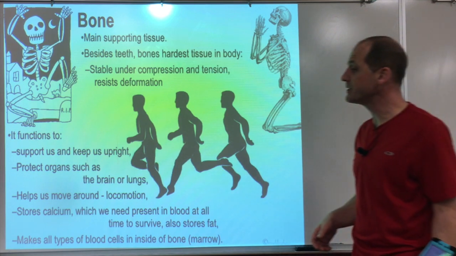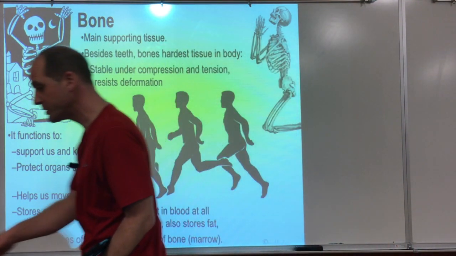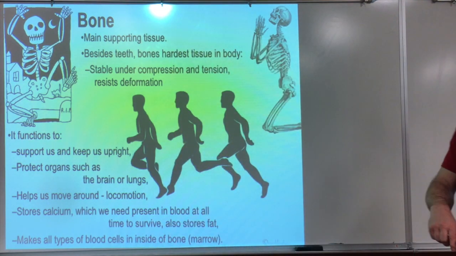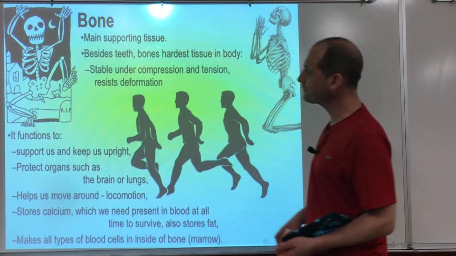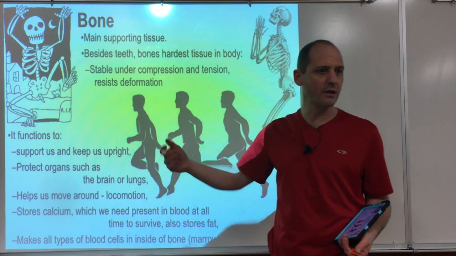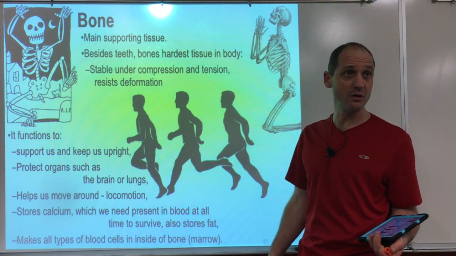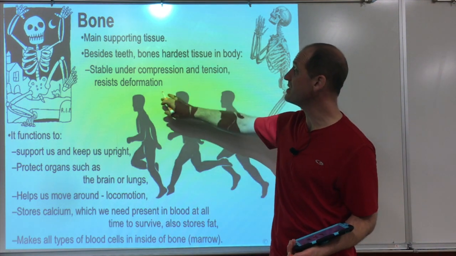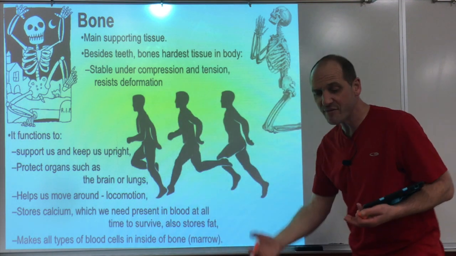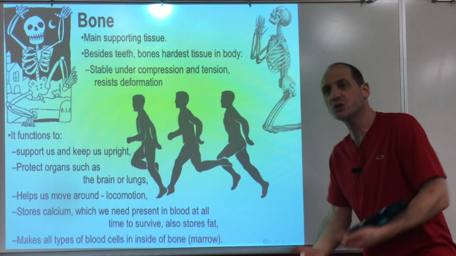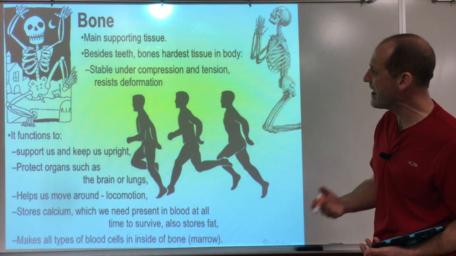Bone is the main supporting tissue. Besides the teeth, bone's the hardest tissue in the body. Stable under compression and tension and resists deformation. So, well, it's like a brick. You can't compress it, but it's like a flexible brick. That's really cool because it bends a little bit, but it resists it. So gravity, we can play with gravity. It holds us up, but we can play with it. It doesn't just collapse. It has this bending force a little bit.